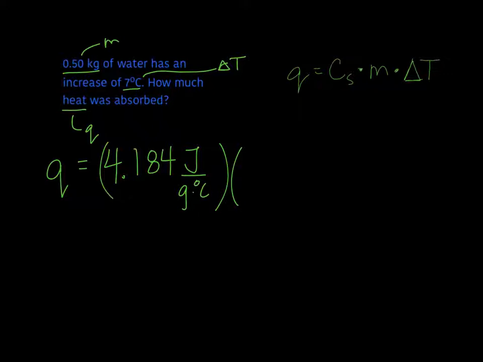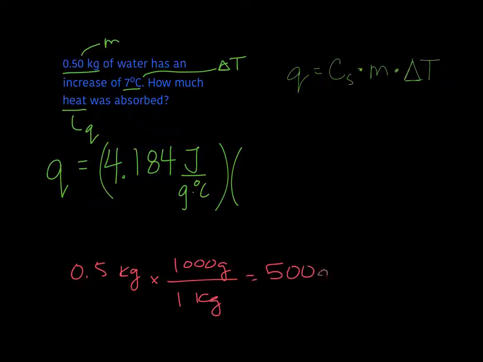My mass. Now, because this is in grams here, our mass has to be in grams too. So 0.5 kilograms, 1 kilogram is 1,000 grams. So we have to multiply by 1,000, or you just have to know that you move the decimal place forward 3 places, and so that's 500 grams.